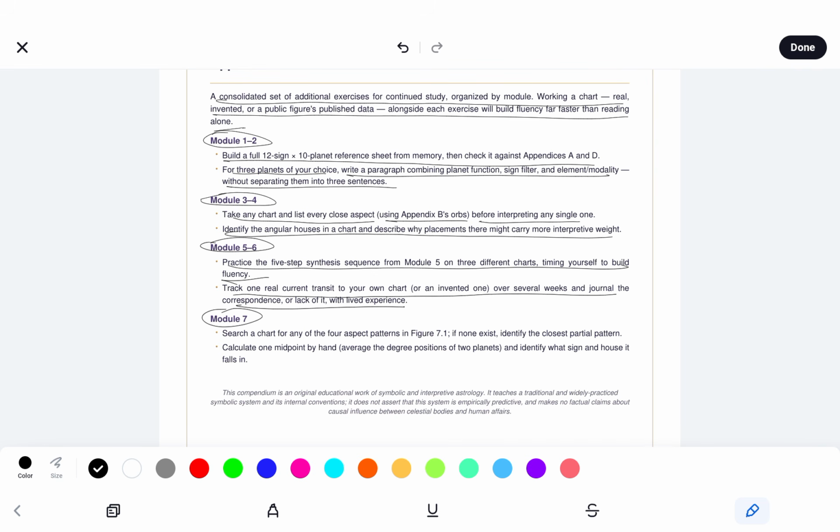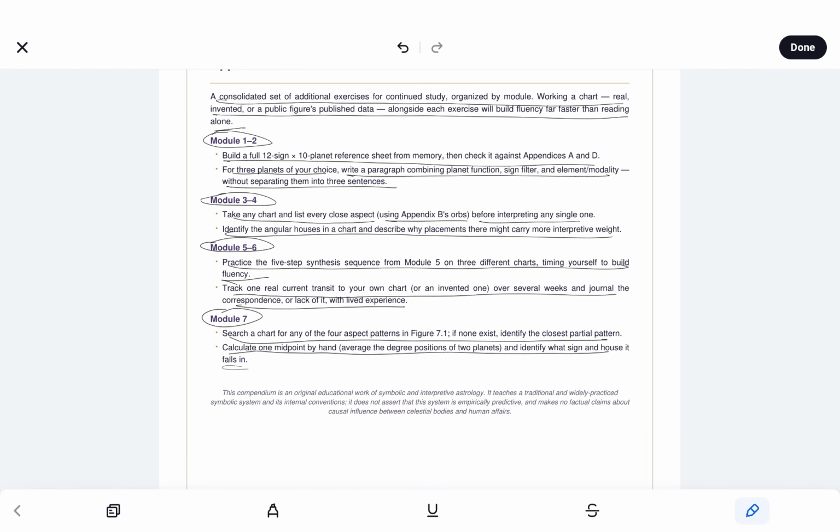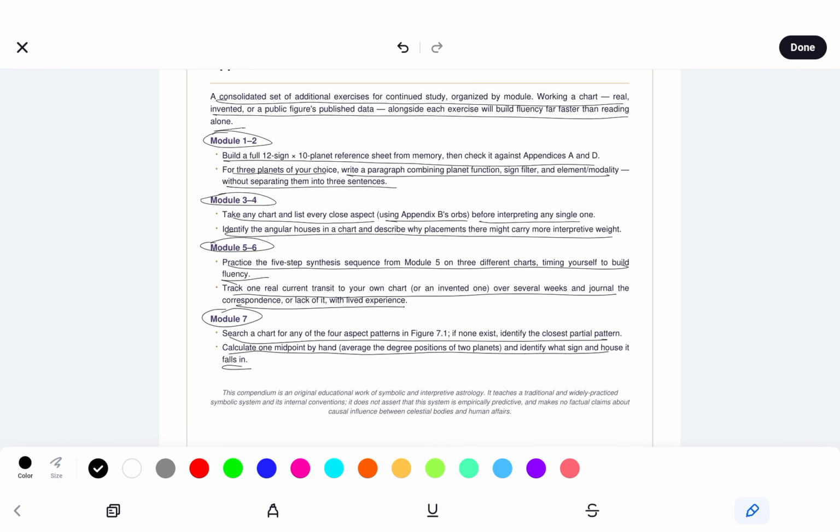And for Module 7, search a chart for any of the 4 aspect patterns in Figure 7.1. If none exist, identify the closest partial pattern. Calculate one midpoint by hand, average the degree positions of 2 planets, and identify what sign and house it falls in.